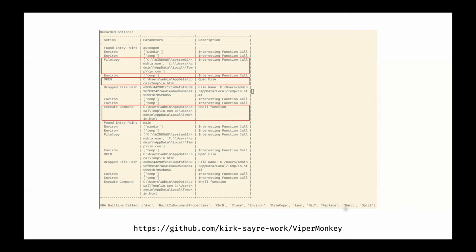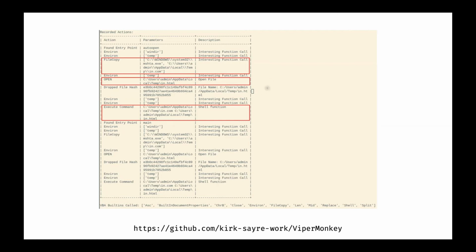It's not perfect, and I'll come on to that, but we can see up here, it's got an interesting function call. It's pulled out for us, which is file copy, copying something called mshta.exe into your local temporary folder. You can see that it's opening a file in your temporary folder called in.html, and you can see that it's trying to execute that. So what this is doing is it's using mshta, which is a built-in Windows component for running HTA files, which are compiled HTML applications, and it's using that to try and execute in.html, which it has dropped, and you can see here it's dropped a file.